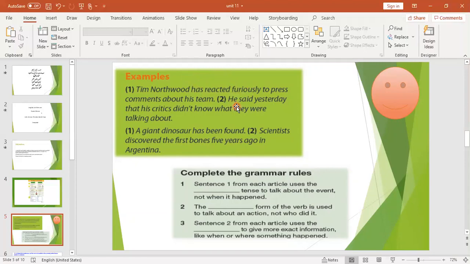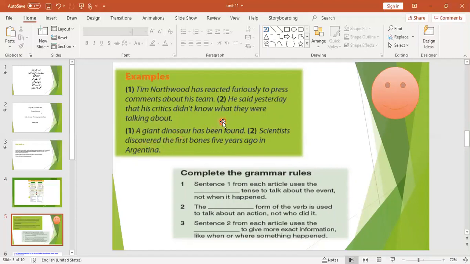But look at number 2. He said yesterday, we are given the time, that his critics didn't know what they were talking about. Also more details about his furious reaction. Another pair of examples to show the same idea. A giant dinosaur has been found. The most important thing is the discovery of the giant dinosaur, the large dinosaur.